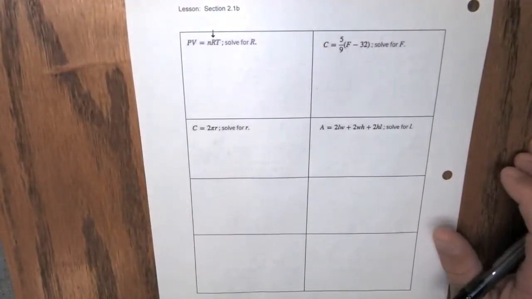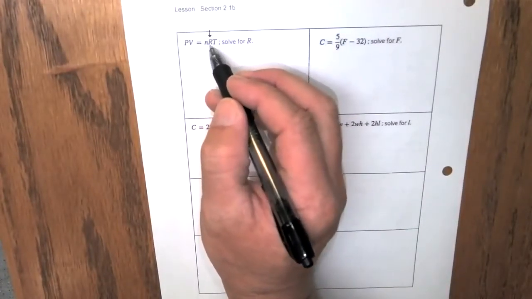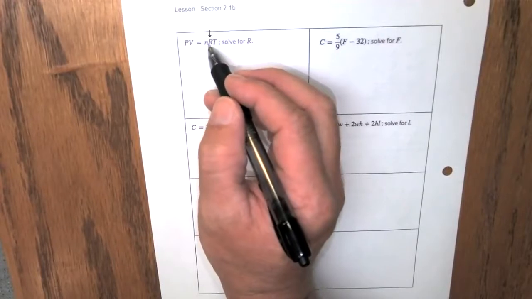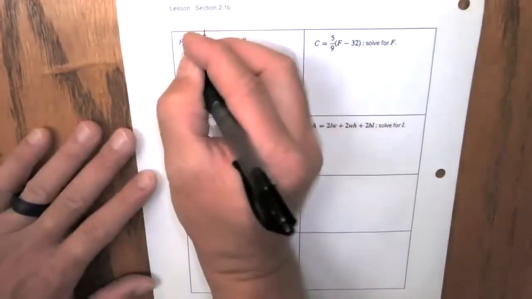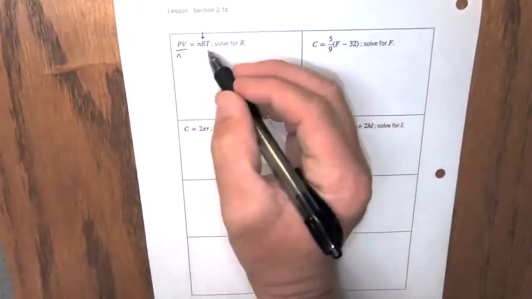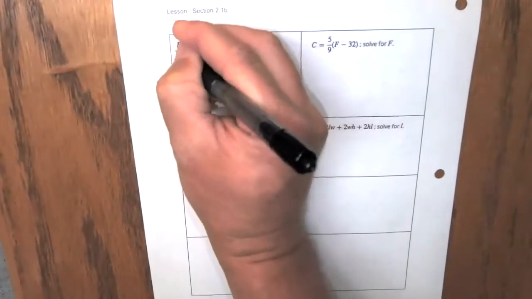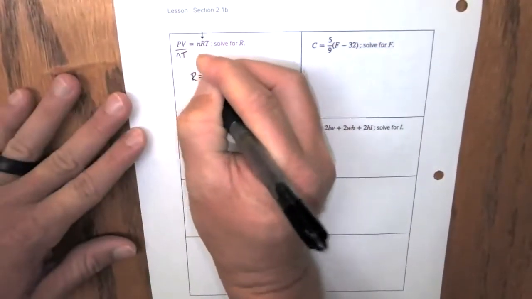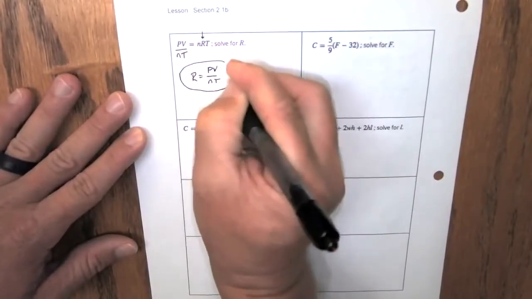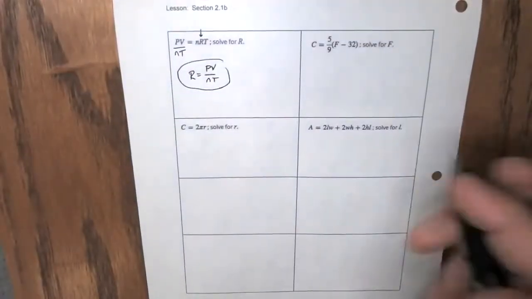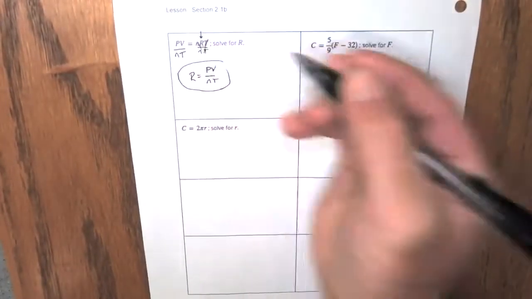But if I just have to get rid of R, think about what is happening to the R. How is the N affecting R? I'm doing what? Multiply. So what's the opposite of multiply? Divide. So I'm going to divide by N. How do I get rid of the T? Divide. There you go. There's your answer. R is equal to PV over NT. I just had to divide to get rid of them. N and T crossed off.